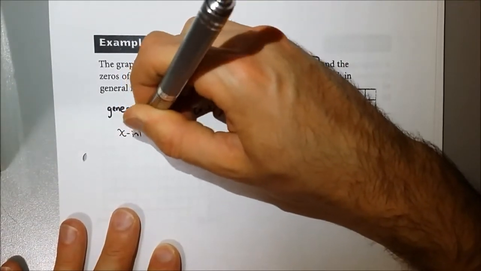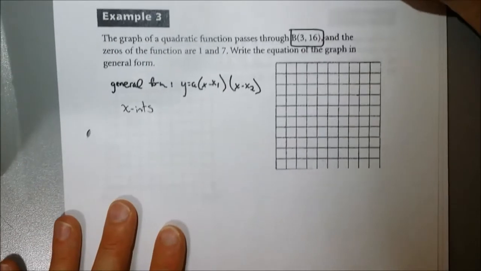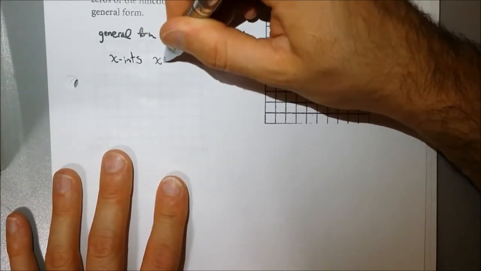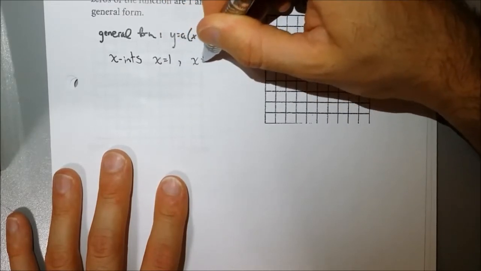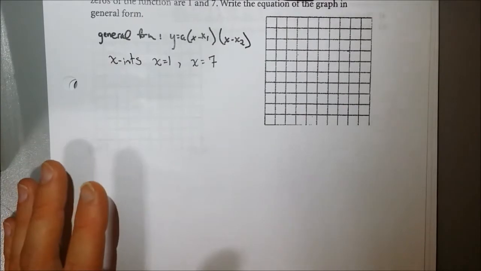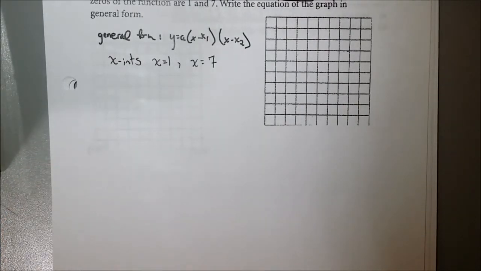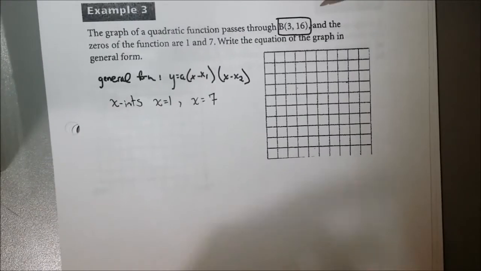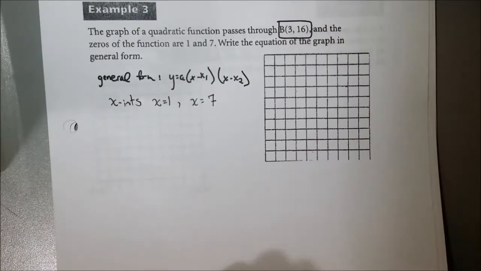So I'm just going to write that out right away. I got the x-intercepts, and they are 1 and 7. So that's x equals 1, x equals 7. I guess they're asking me to write the equation of the graph in general form. Not sure why there's a grid here, but it's there anyways. I don't really need it, not if I'm a pre-calc student.